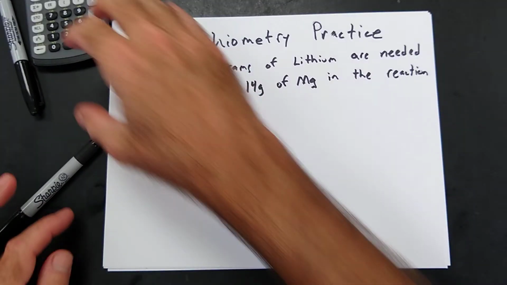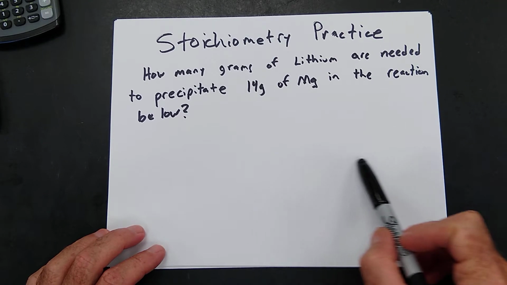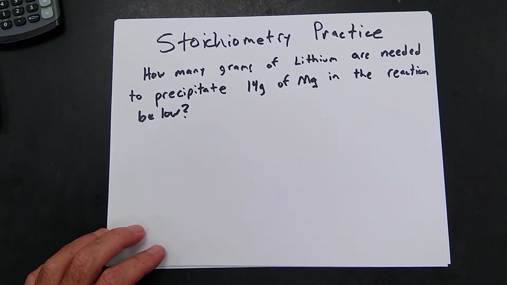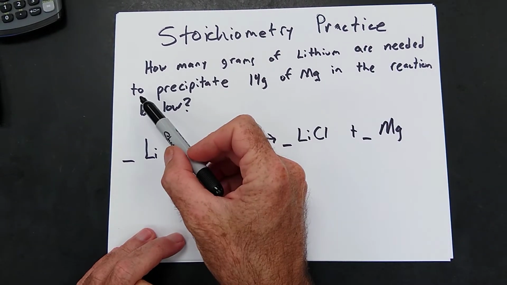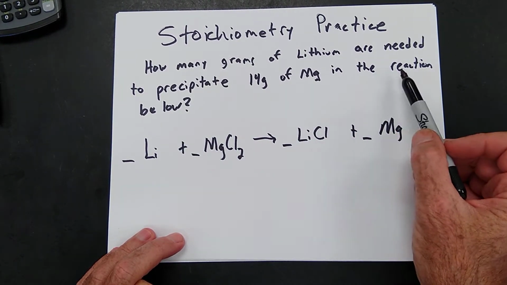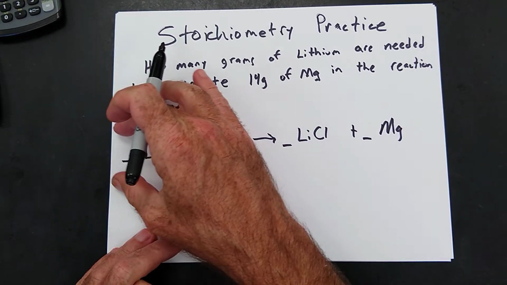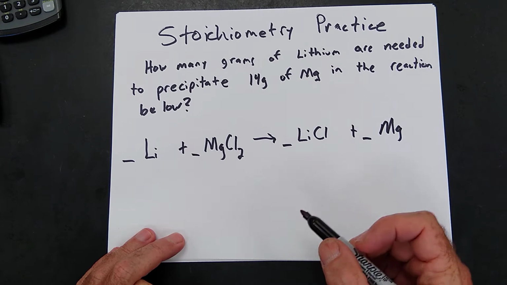Hey everybody, we're doing some more EdPuzzle practice. Check out this equation right here. How many grams of lithium are needed to precipitate 14 grams of magnesium in the reaction below? What's the first thing we have to do to this? That's right, we have to balance it.